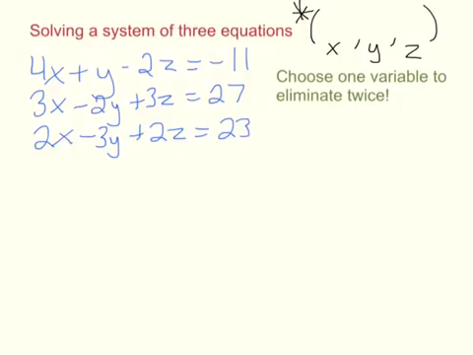So these are the same steps as if I only had 2 equations, except I'm going to have a little bit longer, more complicated steps. I'm going to be choosing one variable to eliminate twice, and this will make more sense in a minute. I'm selecting my y. You can select any one that works best for you, so there's not a right or a wrong one to choose.